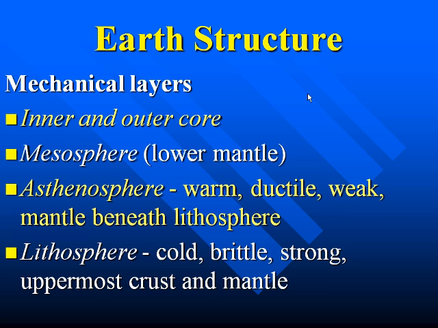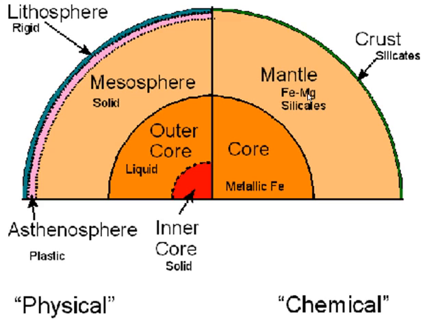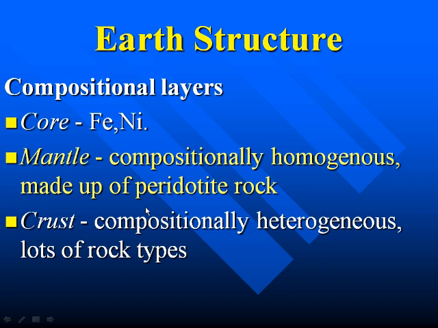So the mechanical layers are the inner and outer core, the mesosphere, which is the lower mantle, and the asthenosphere. So we're talking about the difference between the chemical layers and the mechanical layers. If we go back to this slide, you see the chemical layers are what it's composed of: core, iron; mantle, iron and silicates; and then crust, silicates. And then the physical is where we get into these extra layers with the lithosphere and the asthenosphere in it. So that's where you're combining those two.